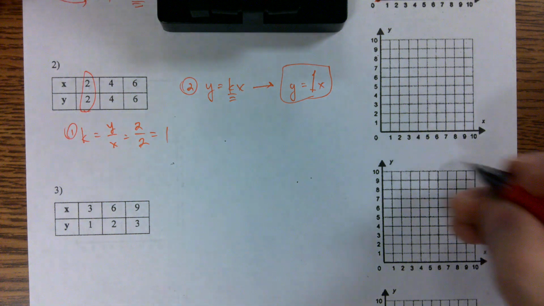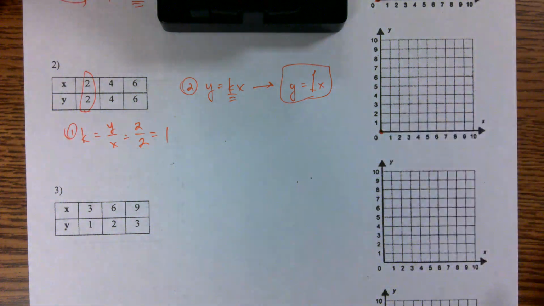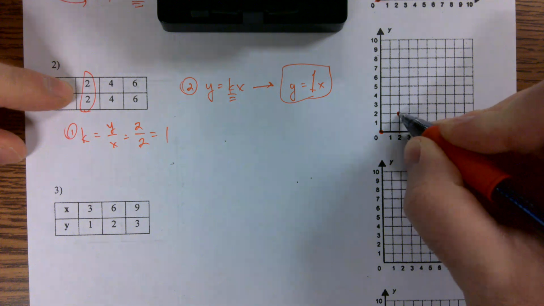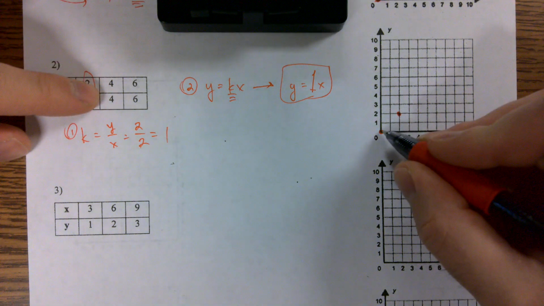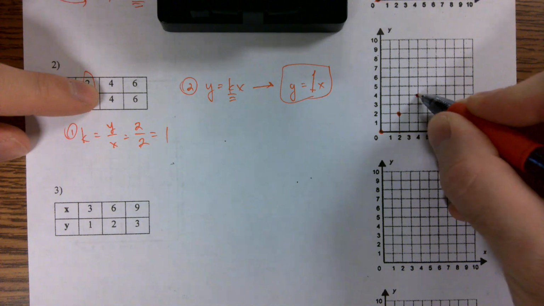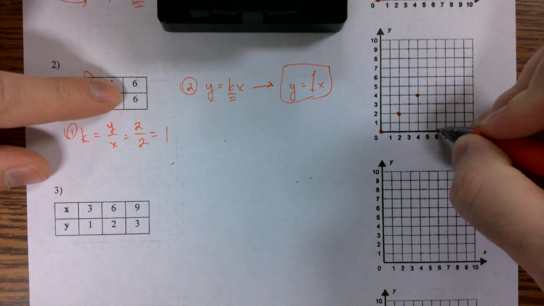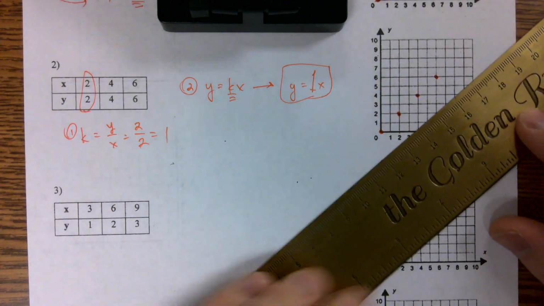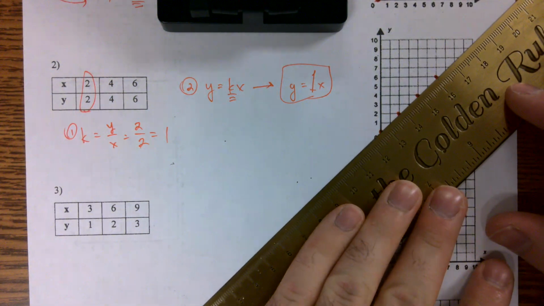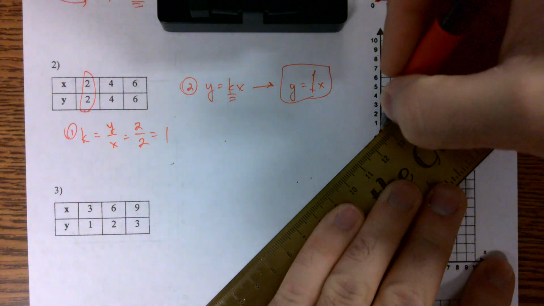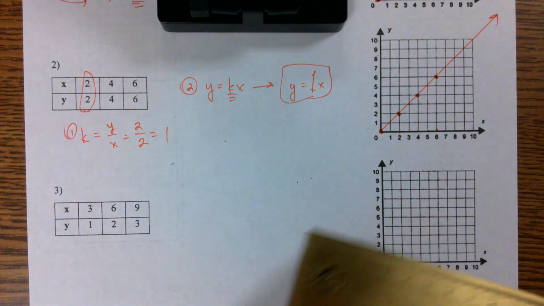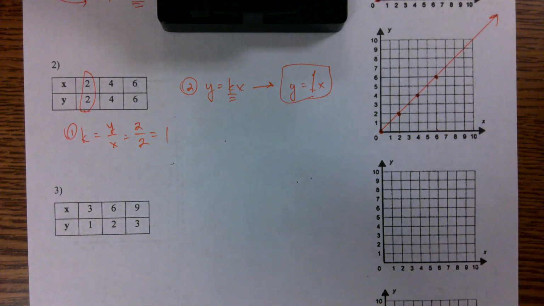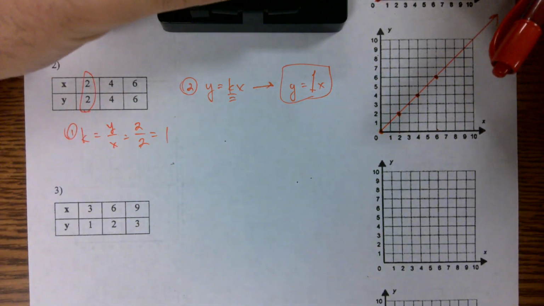Now I'm going to take each of these points. I'm going to make my origin point first. I'm going to go to 2, comma 2 on my graph. I'm going to go to 4, comma 4 on my graph, and 6, comma 6 on my graph. We line all 4 of those points up. We make ourselves a nice straight line through all those points, with an arrow on the end to indicate that this line continues on forever.